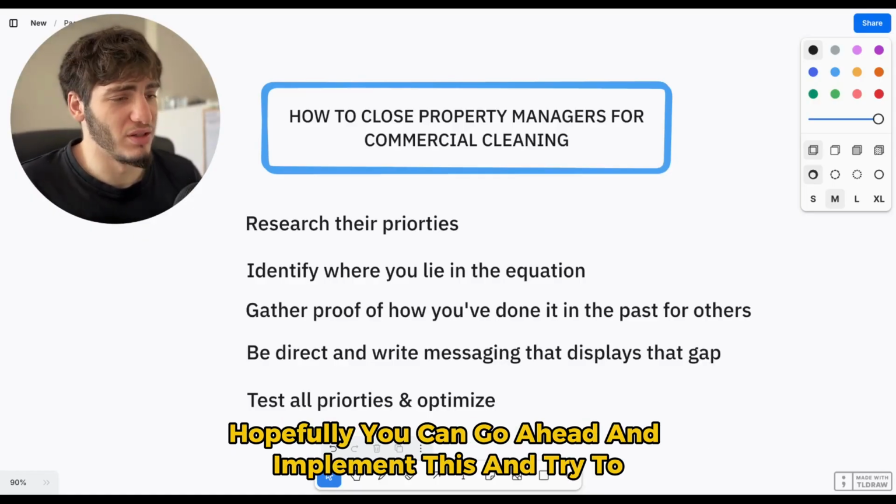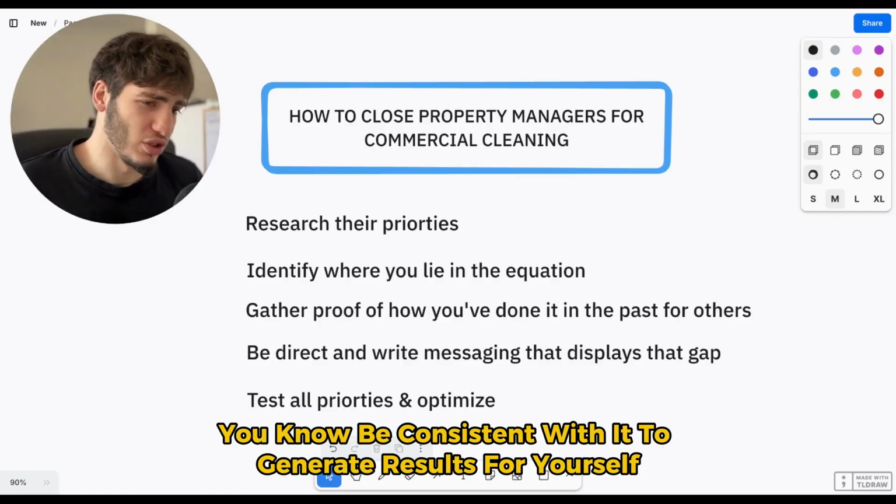Hopefully you can go ahead and implement this and try to be consistent with it to generate results for yourself.